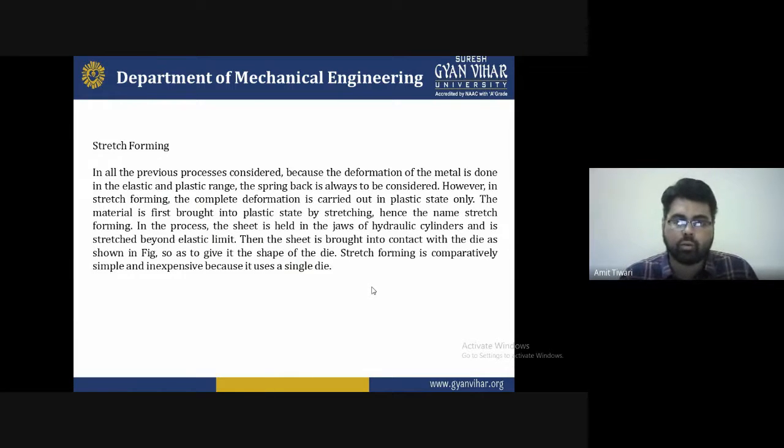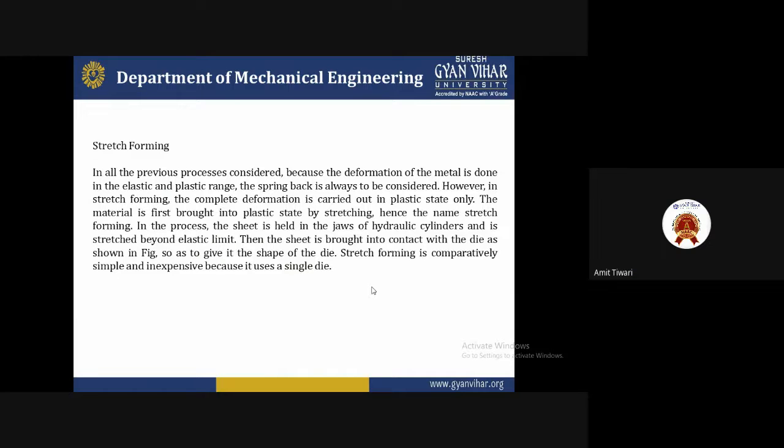So the complete deformation is carried out in the plastic state only, and the material is first brought into the plastic state by stretching, hence the name stretch forming. The sheet is held in the jaws of a hydraulic cylinder and is stretched beyond the elastic limit. Then the sheet is brought into contact with the die, as shown in the figure, so as to give it the shape of the die.